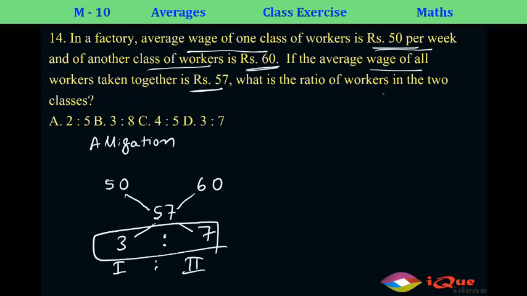Now the question is saying, what is the ratio of the workers in the two classes? That is 3 is to 7. That is the final answer, which is option number D. Right? Be careful. If 7 is to 3 was asked, you would have to take 7 is to 3 as the answer. Now the next question.